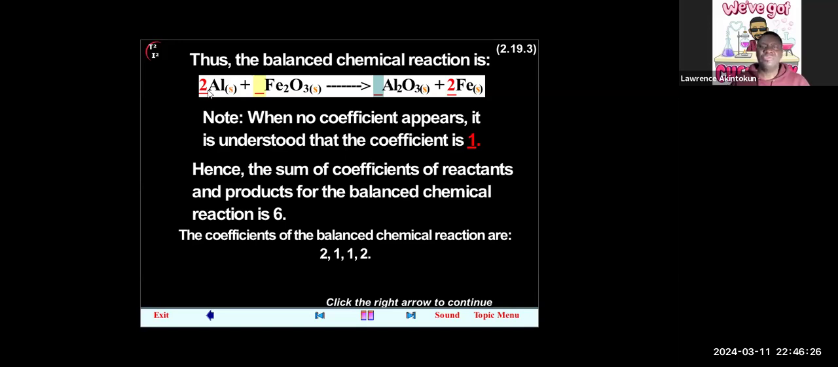You can see that we have 2 in front of aluminum, 1 in front of iron(III) oxide, Fe2O3, and then 1 in front of aluminum oxide, Al2O3, and 2 in front of iron, Fe. So the sum of all the coefficients is 6, 2 plus 1 plus 1 plus 2.